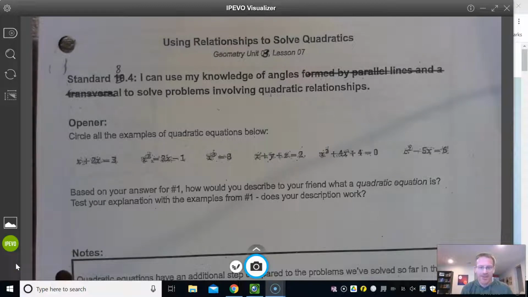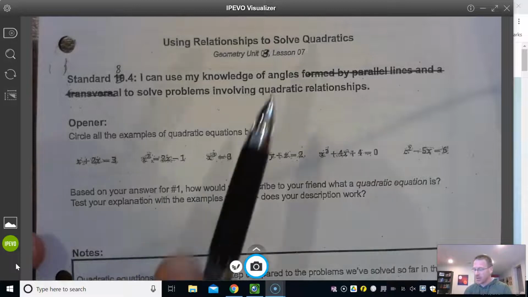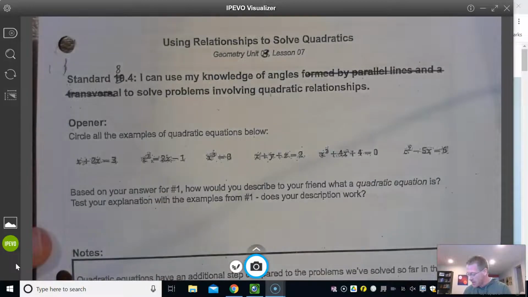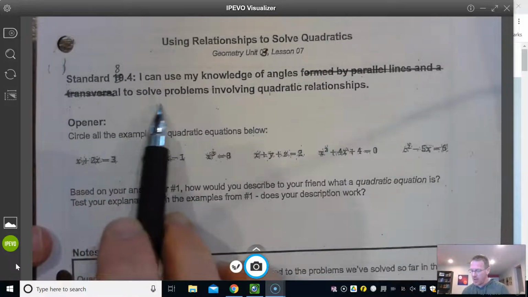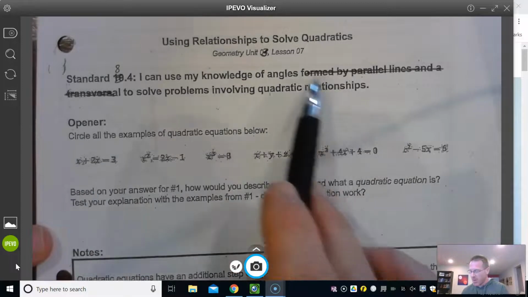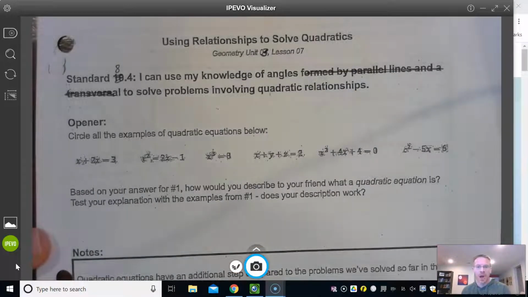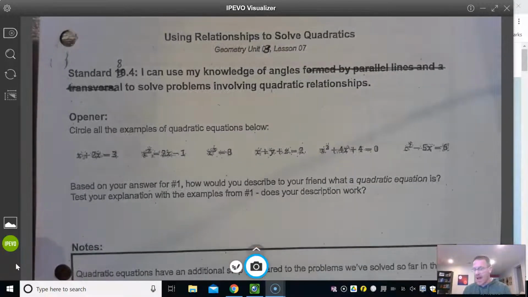All right, my friends, and we're back at it, and we are going to look at our final lesson of Unit 3. And actually, there's a couple typos here in the workbook. So this is Geometry Unit 3, Lesson 7 on page 135. All right, and it's actually standard 8.4. I can use my knowledge of angles to solve problems involving quadratic relationships. So little cut and paste job there that went awry. But that's where we're at, page 135, Unit 3, Lesson 7, using our relationships to solve quadratics.